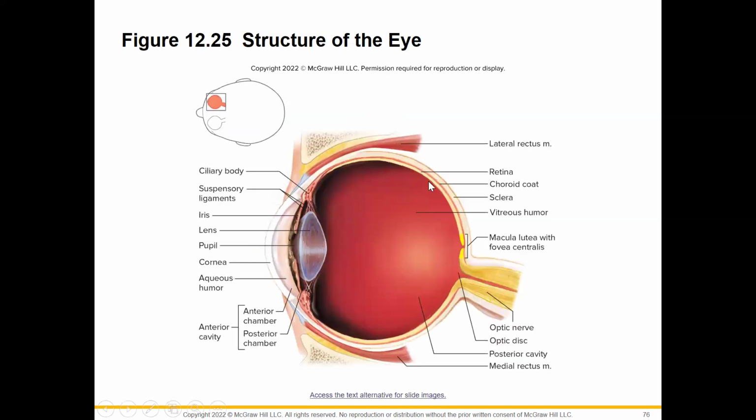So here you can see your eye has 3 layers. You have the sclera, which is the fibrous tunic. You have the middle, which would be analogous to the vascular tunic. And then you have the inner portion, which is the nervous tunic.